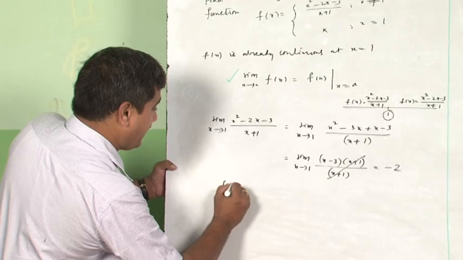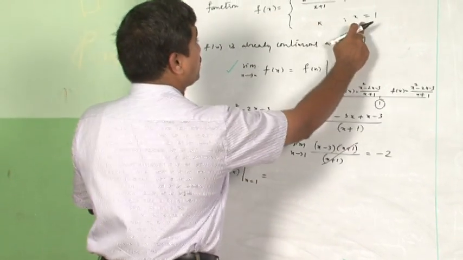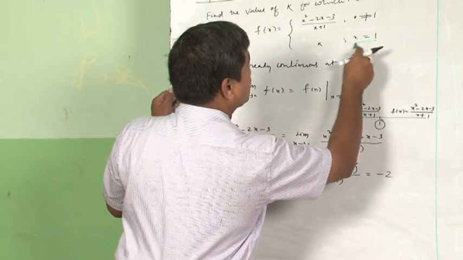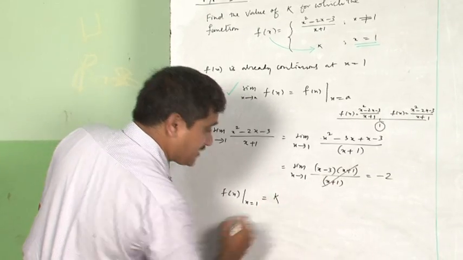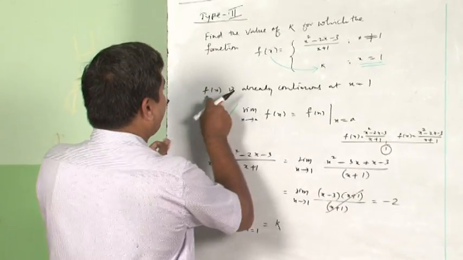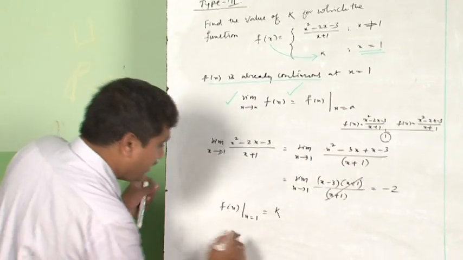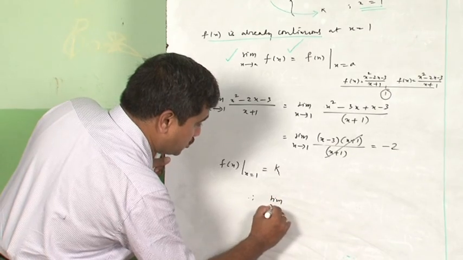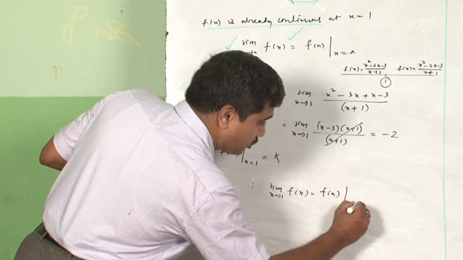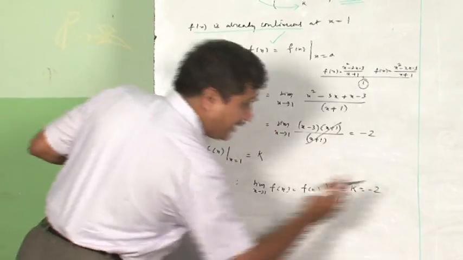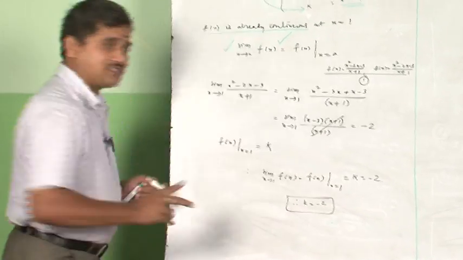And if you take f of x at x is equal to 1, you look here, at x is equal to 1 the function f of x value is k. That means it is k. As per this rule, the function is already continuous. That means this is already good. Therefore, limit x tends to 1 of f of x shall be equal to f of x at x is equal to 1, which means k is equal to minus 2. Therefore, k is equal to minus 2 is the value for us.